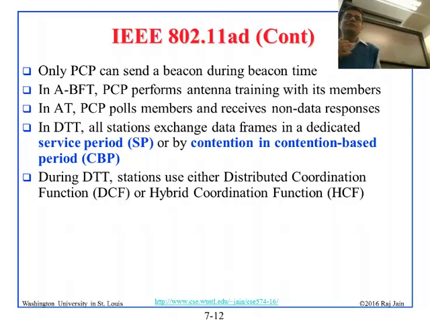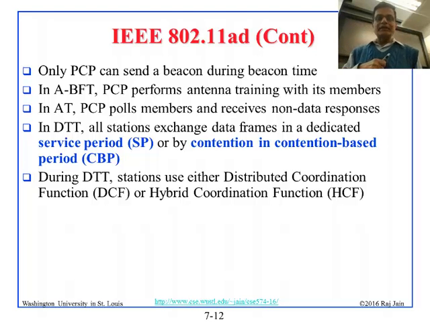So if I am the PCP and you are the members, I will talk to each of you one by one and figure out where exactly you are located. Everything is directional here, right? Everything is very directional. So I cannot be facing this way and talk to him. I will have to tune my antenna position to figure out how to talk to station 1, station 2, station 3. That is what the ABFT time is.